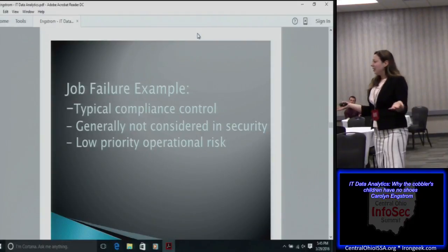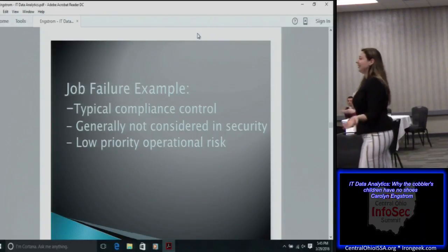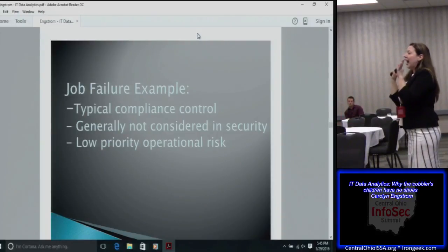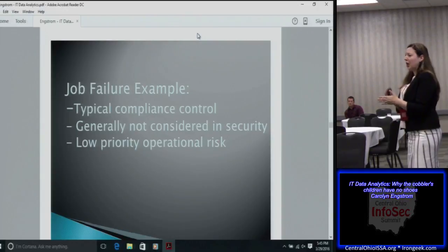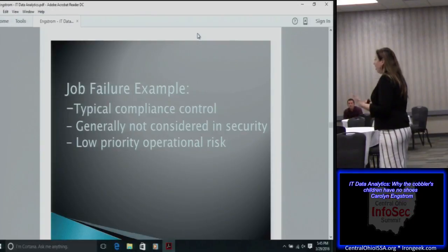In IT audit, in IT, how many people are in IT operations, IT, the non-auditors? I have a room full of auditors. I'm preaching to the choir, man. Okay, so about 50% of you. Has job completion or job failure tracking ever been in your top 10 worries that keep you up at night? Really? You'd be the first person that said that.